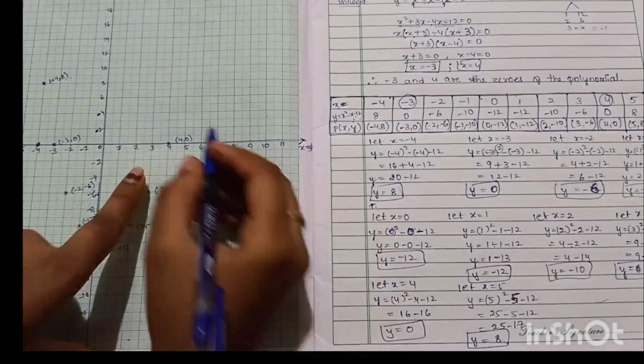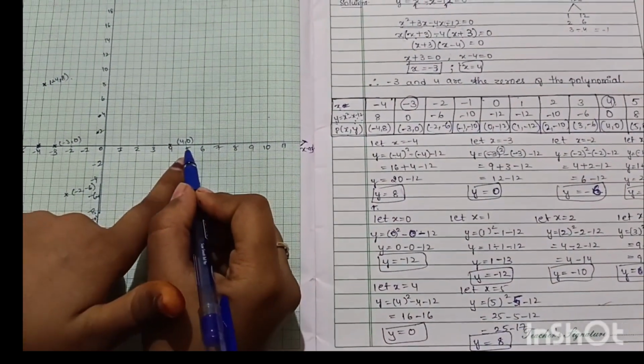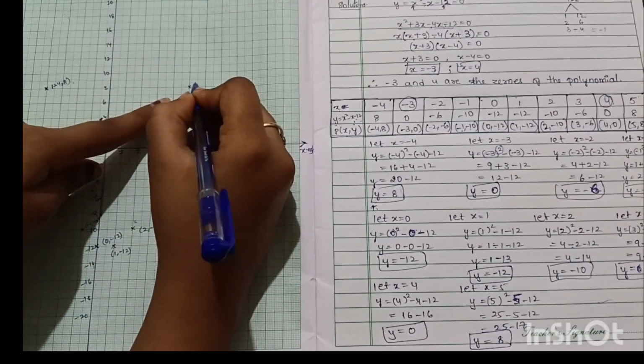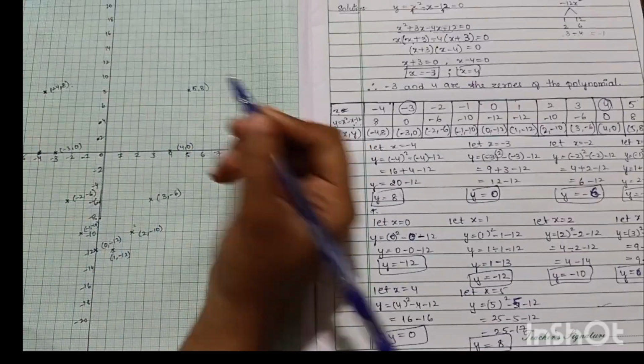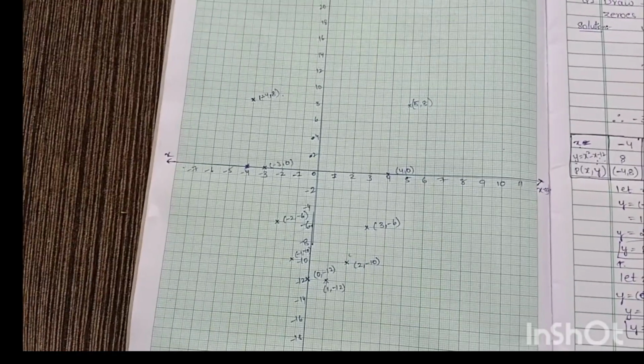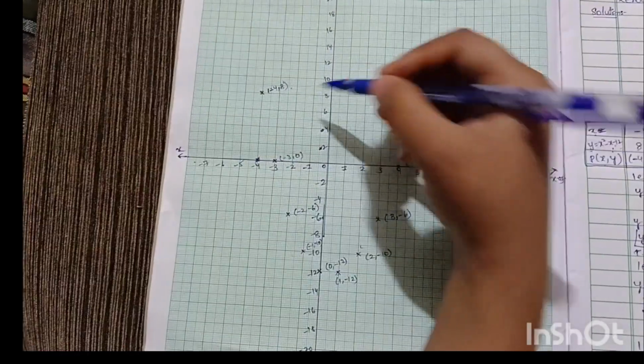The next point is 5 comma 8. Positive x, 5 and 8. Here we'll get it. So 5 comma 8. Here I have done all the pointings. So now we'll join the graph.